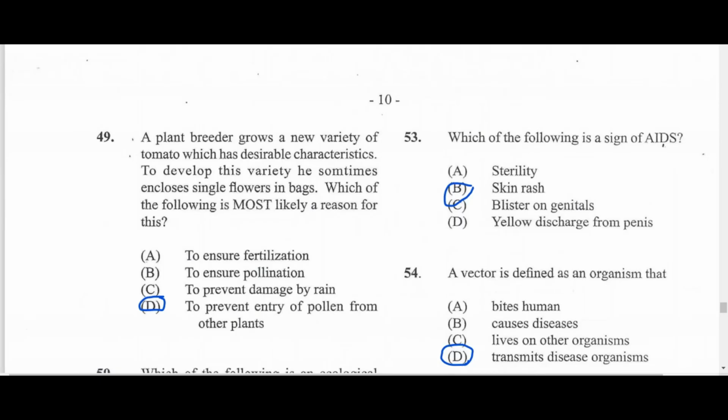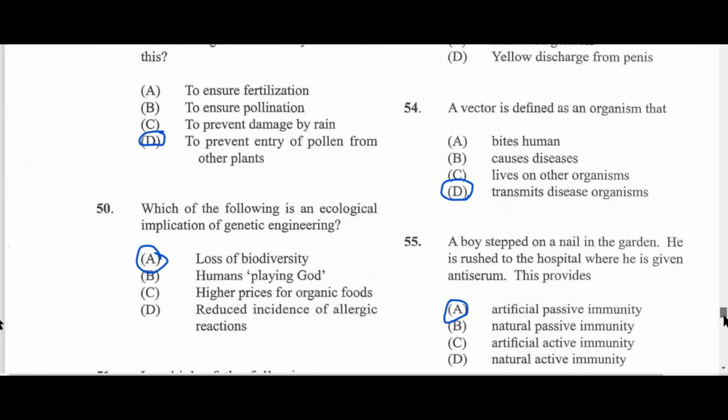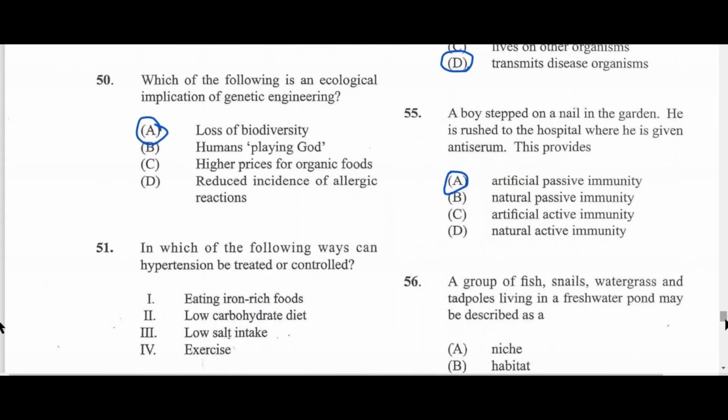54. A vector is defined as an organism that transmits disease organisms. All right, and that is textbook. That's what a vector does. So the answer here is going to be D for 54. 55. A boy stepped on a nail in the garden.